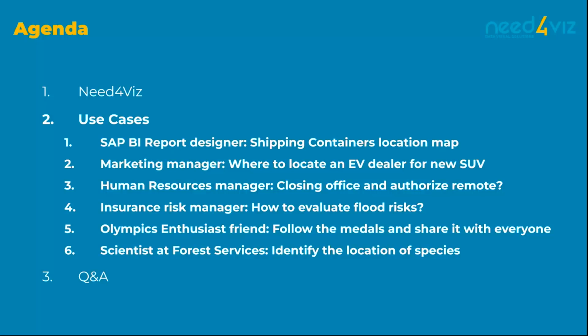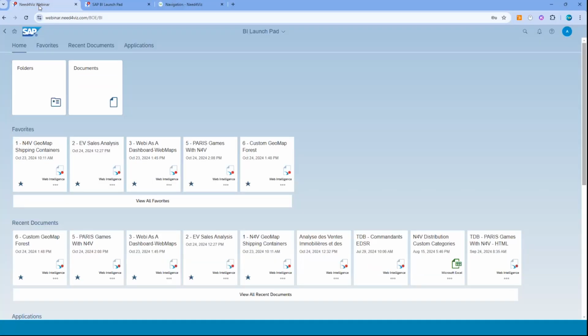Fourth is an insurance risk manager. He's just looking at how to evaluate flood risk based upon the policies that he has. Fifth is a friendly little Olympic enthusiast map, where he's going to be sharing the medal count with a Canadian friend. And lastly is the scientist at Forest Services. All he's looking to do is identify specific species in a specific area. And with that, I'd like to pass the reins over to Dallas, where he's going to amaze you with these maps that he's created. Dallas, please take it away.